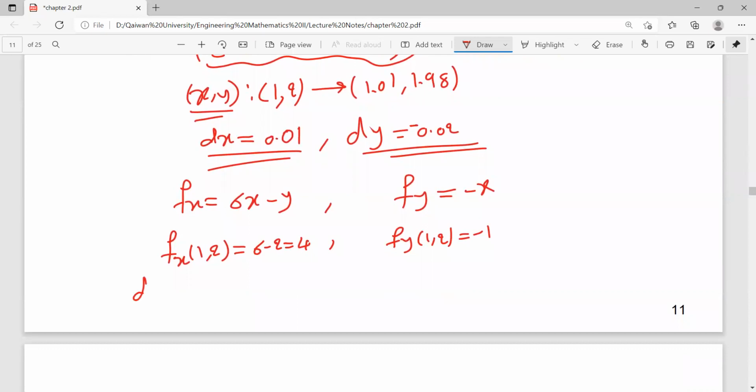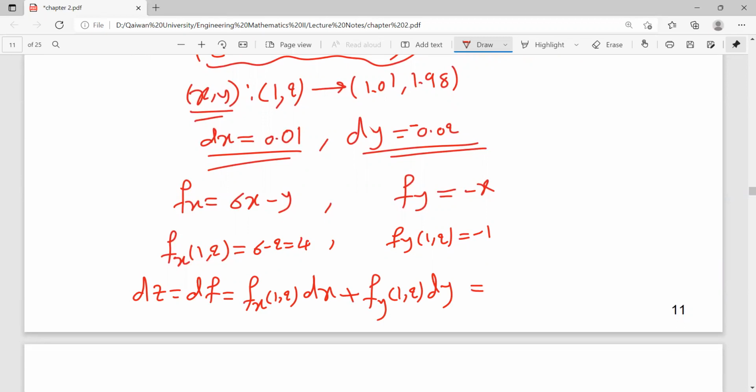Now, we say dz, which is df, equals f sub x at (1, 2) dx plus f sub y at (1, 2) dy. We now have f sub x at the point, f sub y at the point, and you also have dx and dy. We just replace their values.